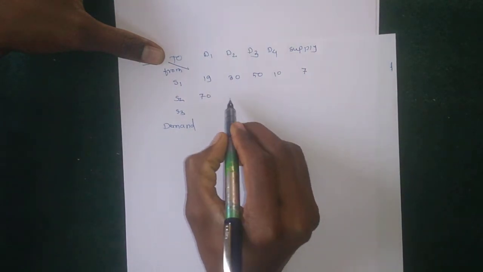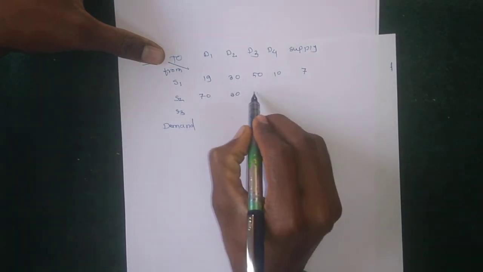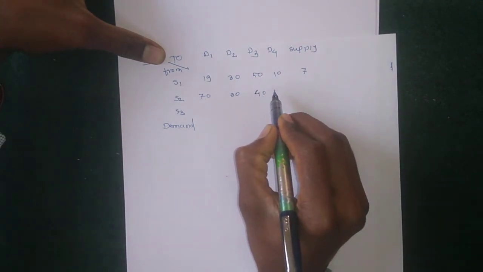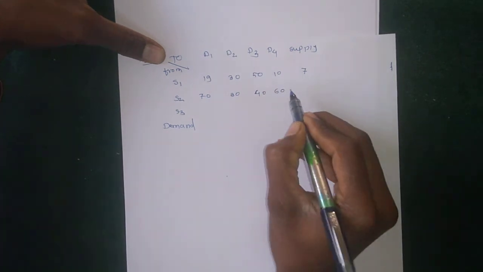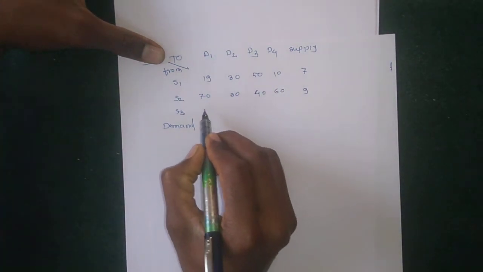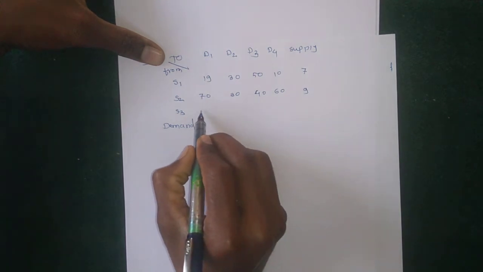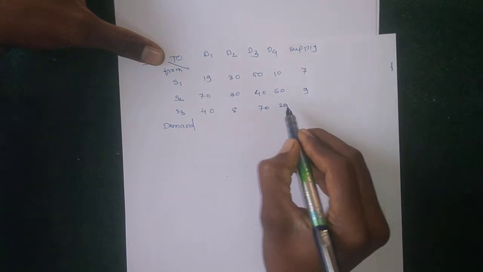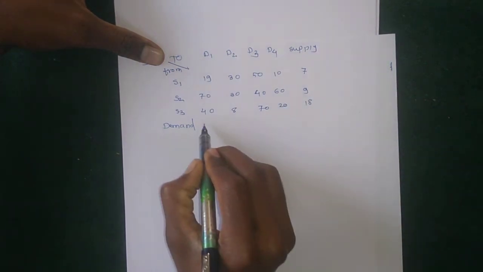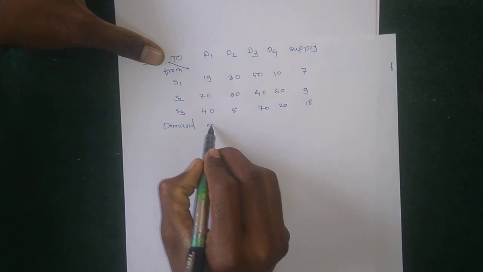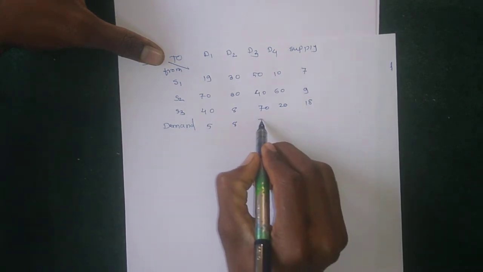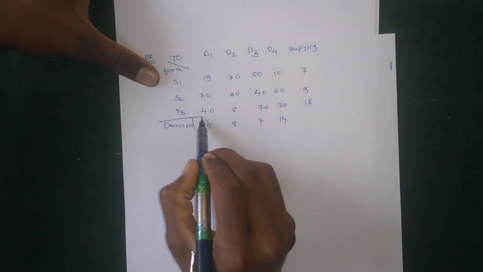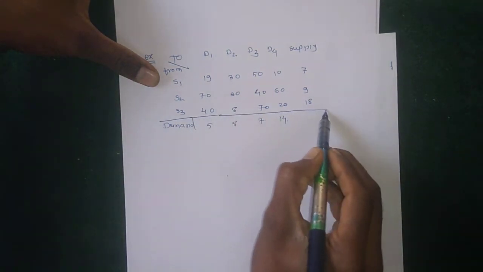Then the second row is 70, 30, 40, 60, and the supply is given as 9. Lastly, 40, 8, 70, 20 and then 18. The demand is given: for D1 it is 5, D2 is 8, then 7 and 14. So this is our given problem.